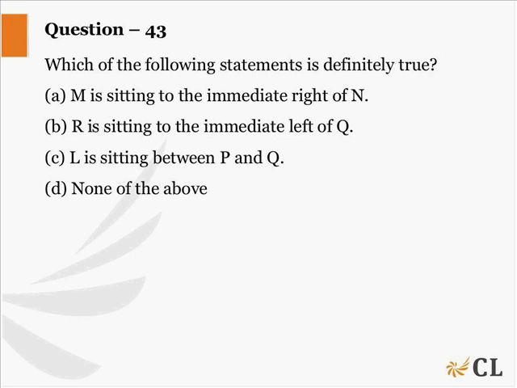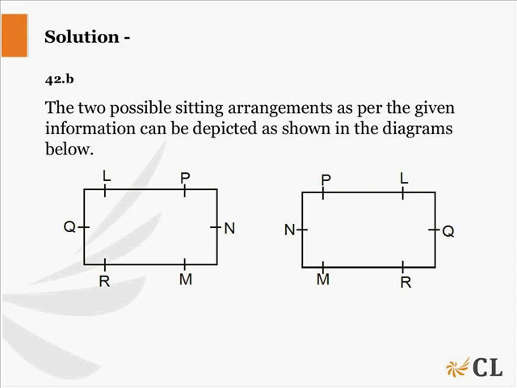43rd. Which statement is definitely true? M is sitting immediately right of N. Here it looks okay. M is sitting immediately right of N. So in this diagram it is right, but in this diagram it is wrong because M is sitting to the left of N, not right. See, in any case when we have two arrangements which are just opposite, one clockwise and the other anticlockwise, no statement which gives you that this is right of this, this is left of this can be true. All such statements will definitely be false. If somebody is saying M is right of N and N is right of M, all will be false.